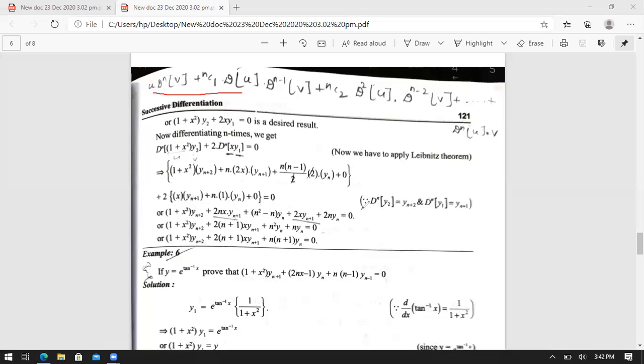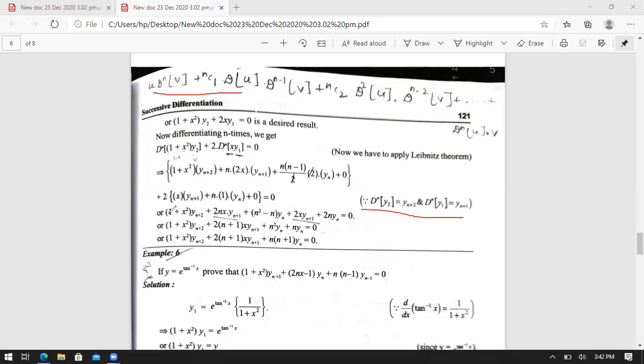Here, the nth derivative of y2 is y of n plus 2, and the nth derivative of y1 is y of n plus 1. Then plus the last term, 2x into y of n plus 1, plus n times the derivative of 2x, which is 2, into yn, plus 0 is equal to 0. Okay, you write this one.